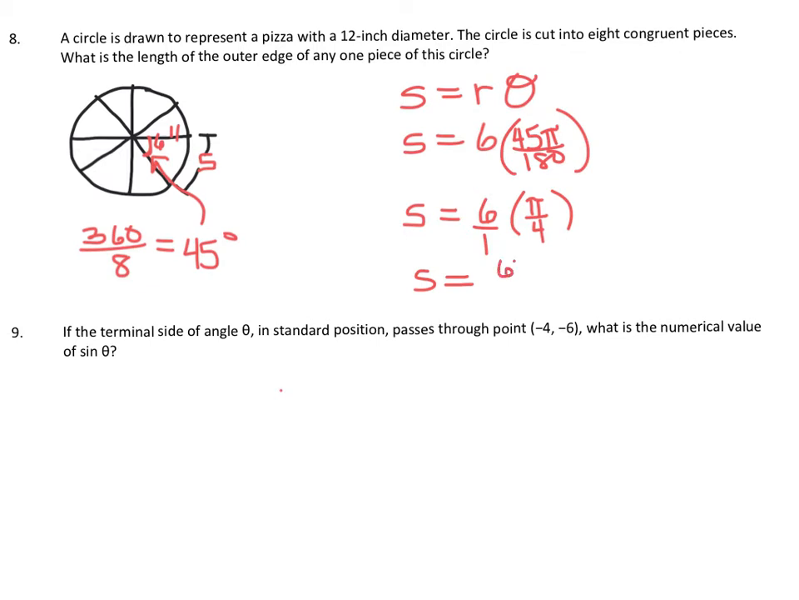Now, the only other thing you have to do, you always want to simplify a fraction if you can, is simplify this. Since 6 over 4 simplifies to 3 over 2, we could write this as 3 pi over 2. Okay, that's the length of the outer edge of the pizza. And I'm just going to write inches, I guess. That's our unit.